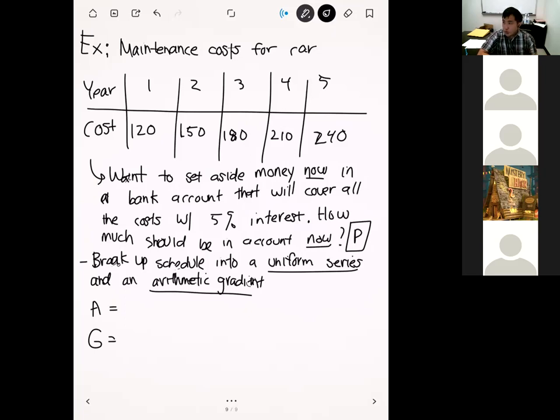So what should I put for A in this case? What should I put for the uniform series amount? The year one value, yes. In this case, it's going to be 120, because that's what the maintenance cost starts at. And then what should G be? 30, yep, you got it. Now we have an A value of 120 and a G value of 30, and we can simply use our formulas that convert between P and A and between P and G, then plug in for A and G to convert to P.